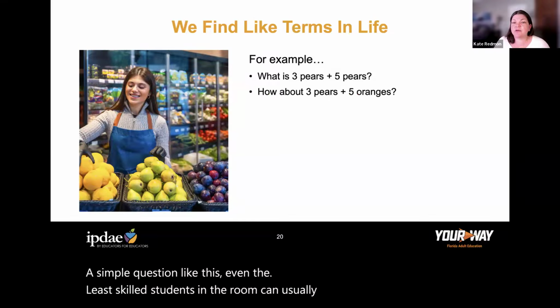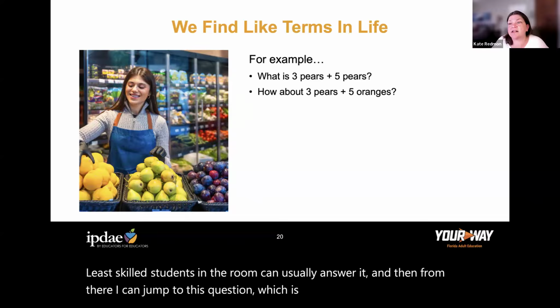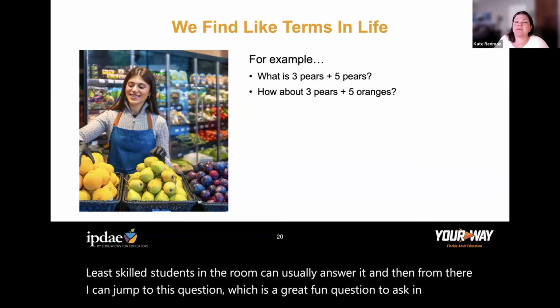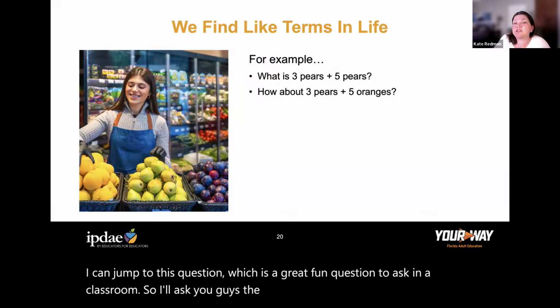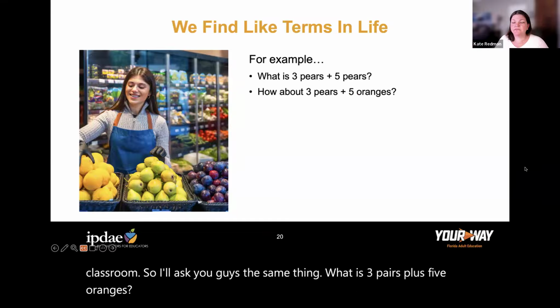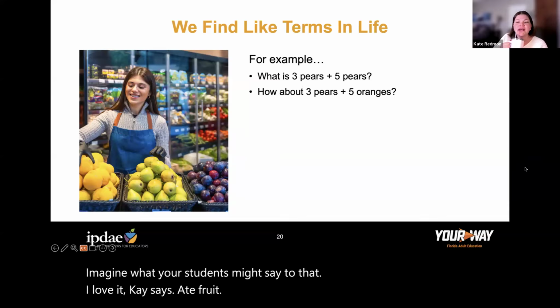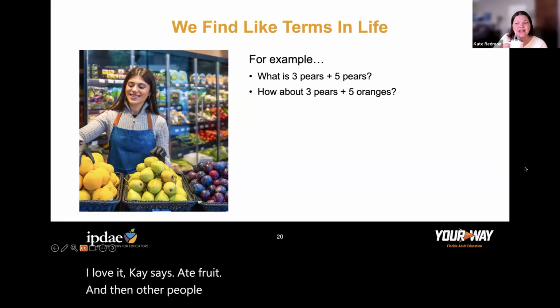And then from there, I can jump to this question, which is a great, fun question to ask in a classroom. So I'll ask you guys the same thing. What is 3 pears plus 5 oranges? Imagine what your students might say to that. I love it. Kay says 8 fruit. And then other people say three pears and five oranges. Duh. Eight pieces of fruit, a fruit basket.